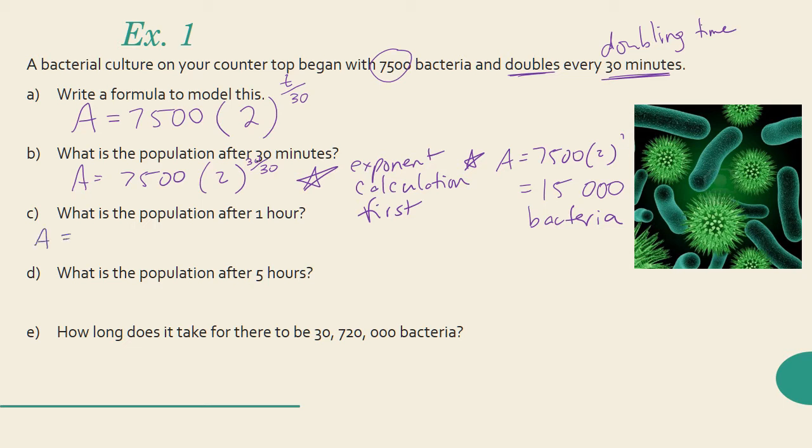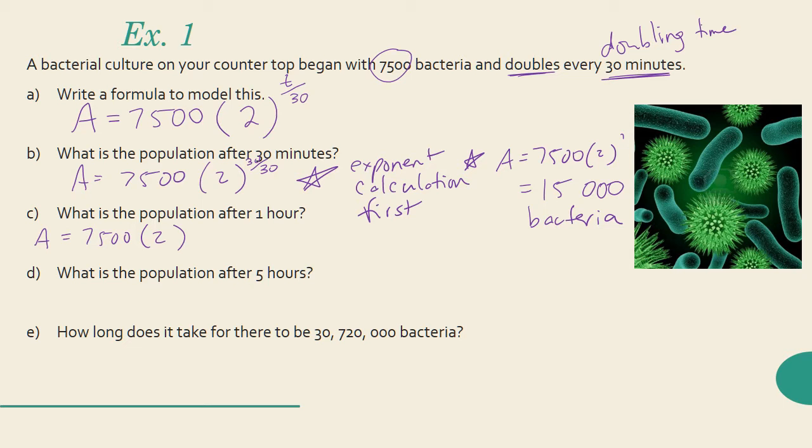What is the population after 1 hour? So our equation. Now here's where there might be a common mistake. If you're thinking 1 over 30 as your exponent, I like where your head's at, because you know you have to sub in time, except that exponent has to be in the same units. If you do 1 over 30, you're mixing hours with minutes. So let's convert our hours to minutes to match our doubling time.